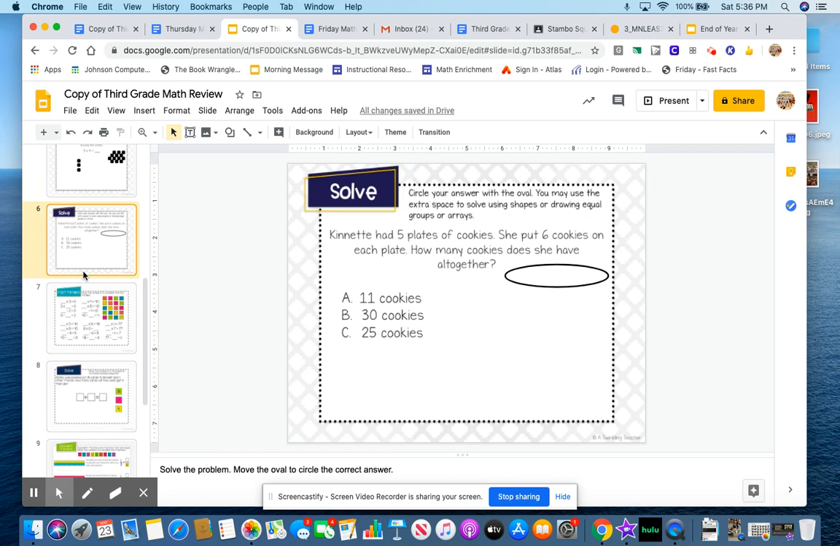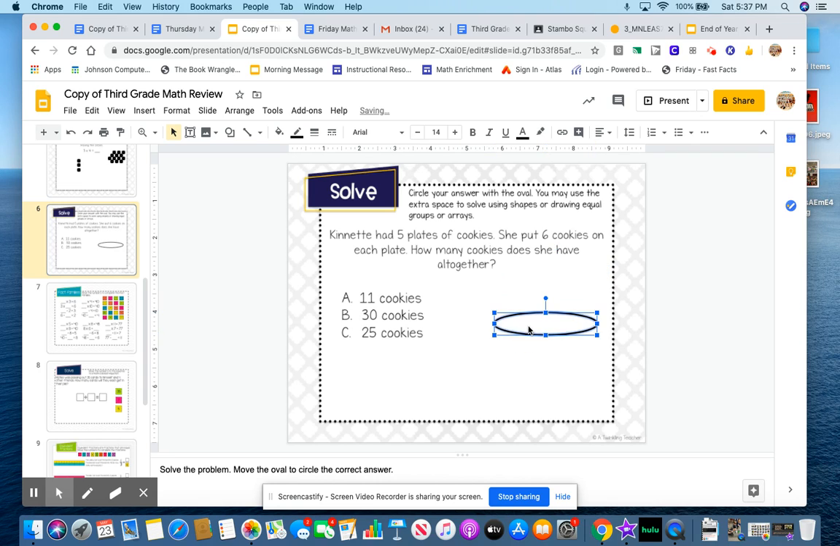All right, number 6. Okay, so you're going to circle the answer with the oval. You may use the extra space to solve using shapes or drawing equal groups or arrays. So you can draw this out if you want to. You don't have to. Kennette had 5 plates of cookies. She put 6 cookies on each plate. So how many cookies does she have all together? So you'll take this circle and you'll put it right over which one of those answers makes that a true statement.